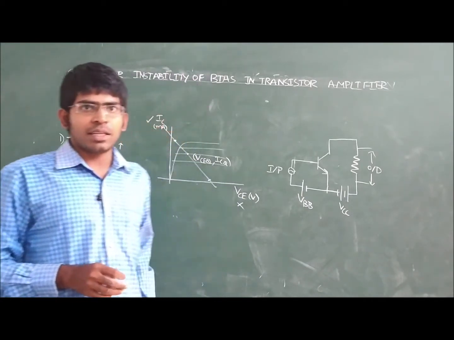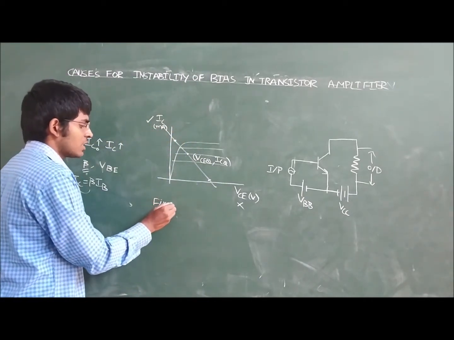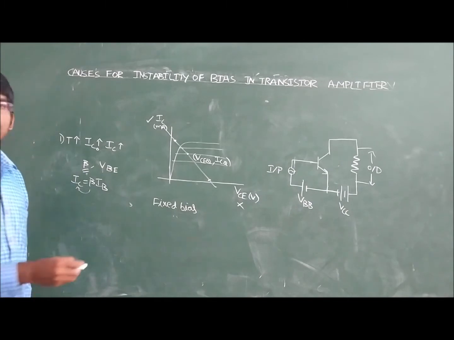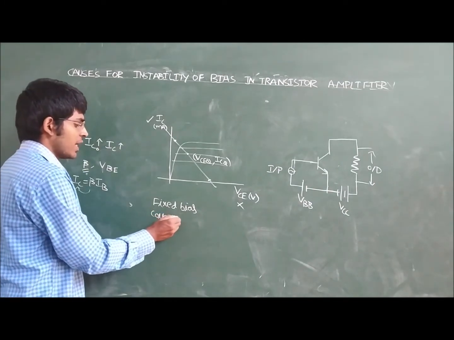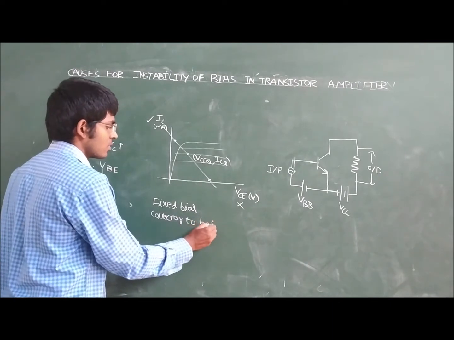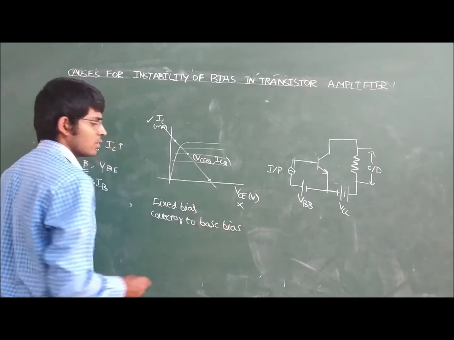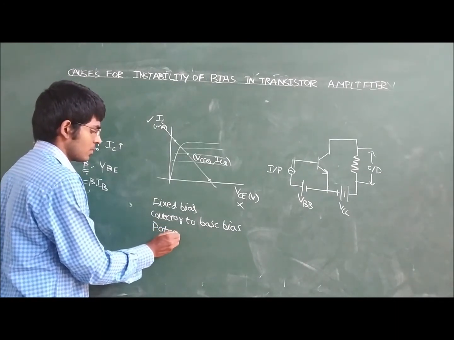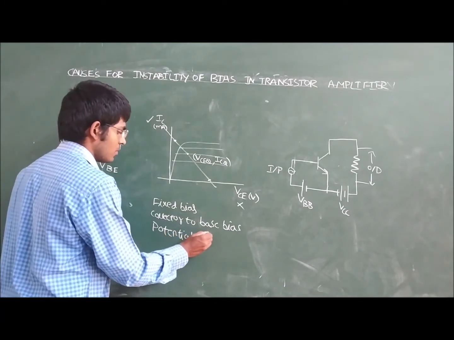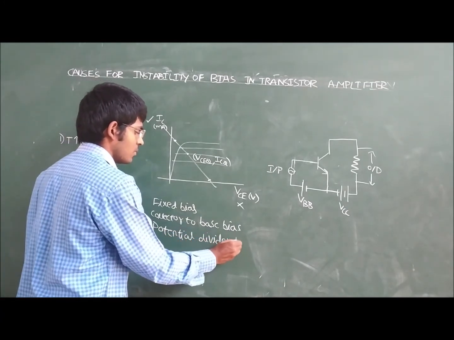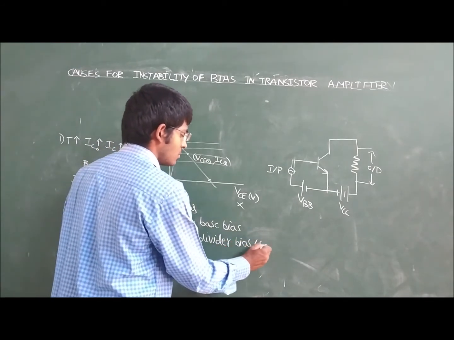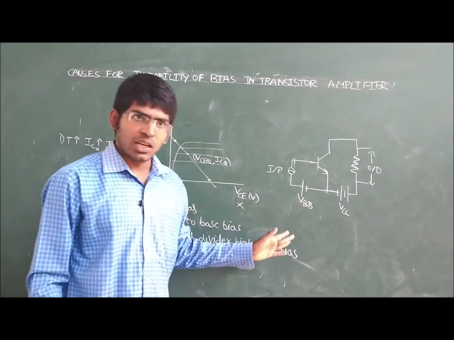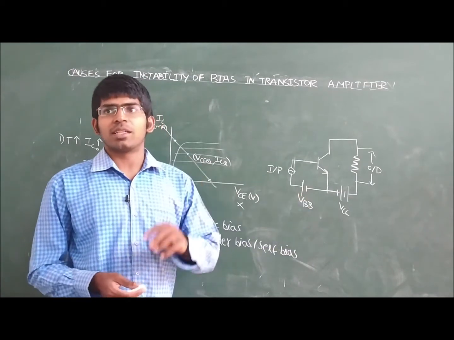We have different biasing techniques. One is fixed bias, which is also called as base bias, and the second one is collector to base bias. And the third one is potential divider bias. Which is also called as self-bias or which is also called as universal bias.